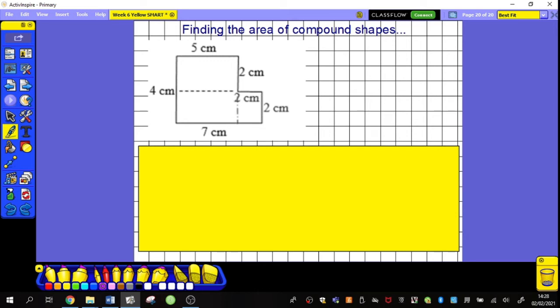Okay, right, task 2 then. Finding the area of compound shapes. Compound shapes are just shapes that are made up of 2 or more other shapes. And I can show you that very simply. Here is my compound shape. Looks a bit like an L shape.